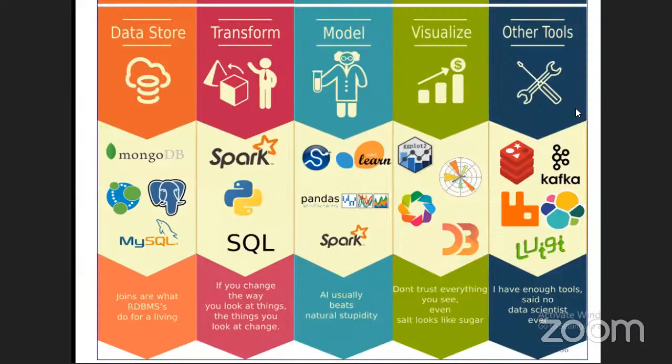Usually there are five kinds of data science tools we are using. For data store purposes, we are using MongoDB, MySQL, Hadoop, like that. Then for transformation, we are using Spark, Python, SQL, etc.